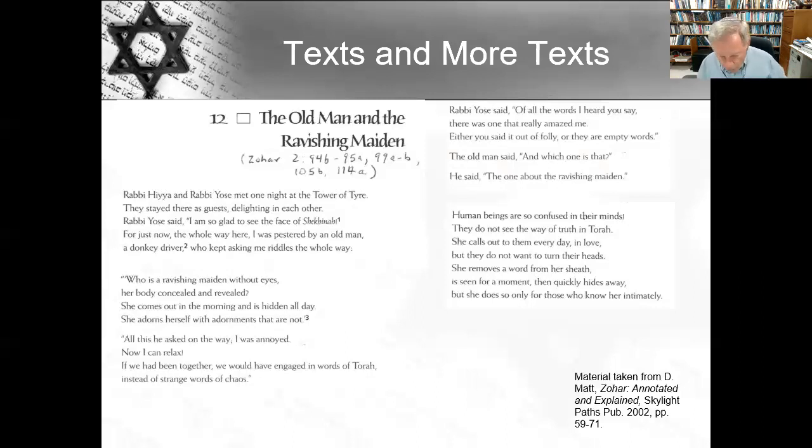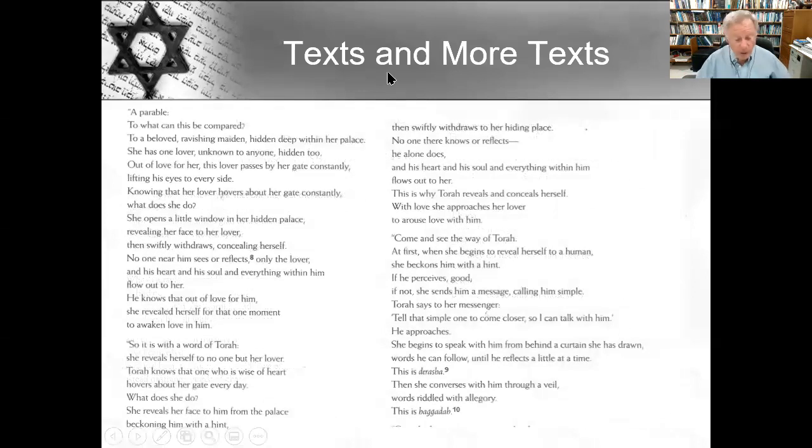She removes a word from her sheath, is seen for a moment, then quickly hides away. But she does so only for those who know her intimately. A parable. To what can this be compared? To a beloved, ravishing maiden hidden deep within her palace. She has one lover, unknown to anyone, hidden too. Out of love for her, this lover passes by her gate constantly, lifting his eyes to every side.